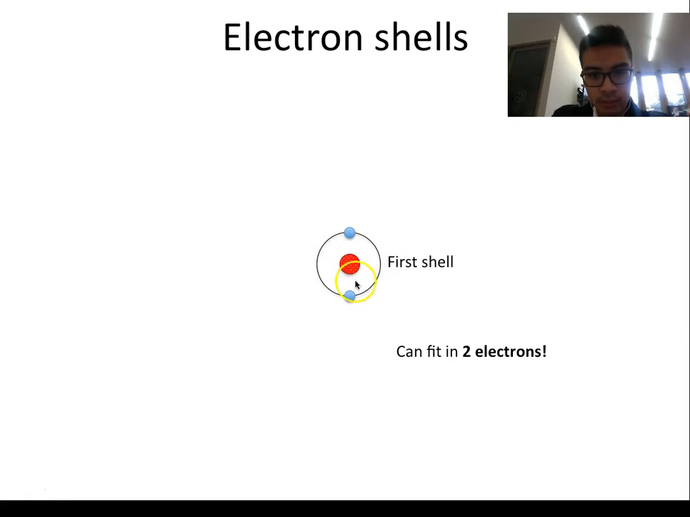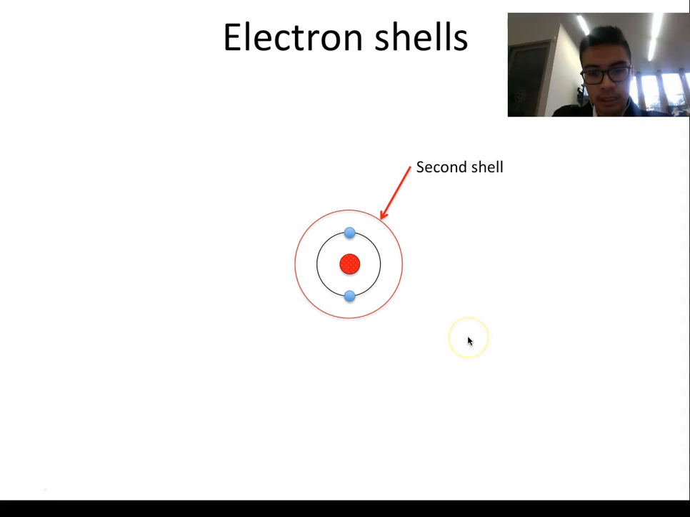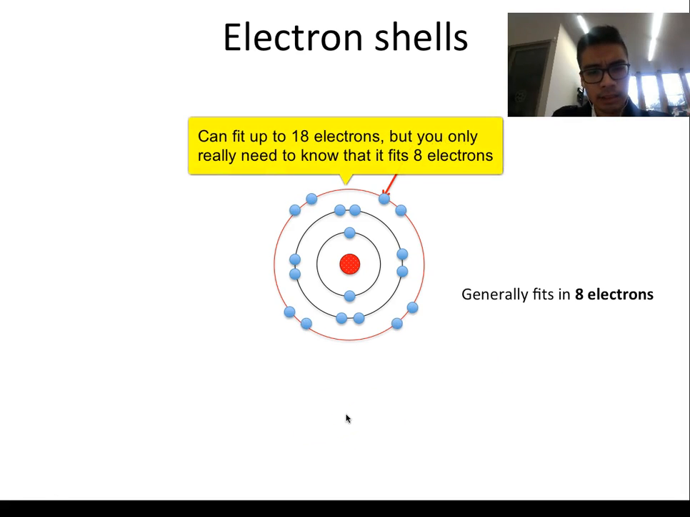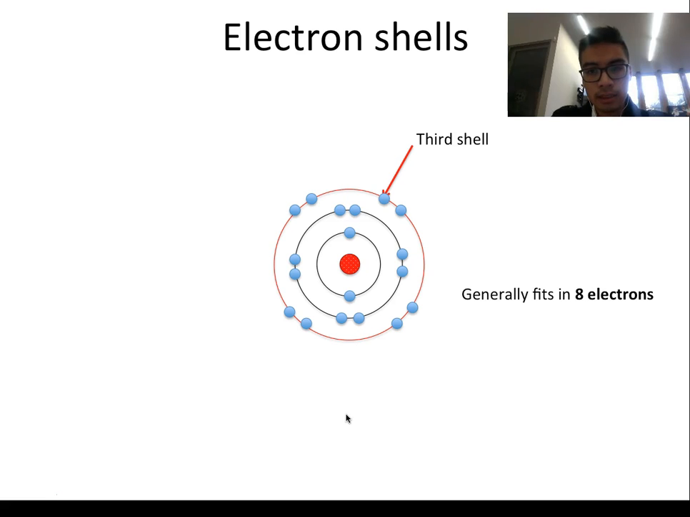Now once the first shell has been completely filled, we can then start filling up the next shell. So here we have the second shell, which has enough space for 8 electrons. So here are the 8 electrons in the second shell, and again, once we've filled the second shell, we can then move on to the third shell, which can generally fit 8 electrons. You can actually technically fit 18 electrons, but at this stage you only really need to remember that the third shell fits 8 electrons.